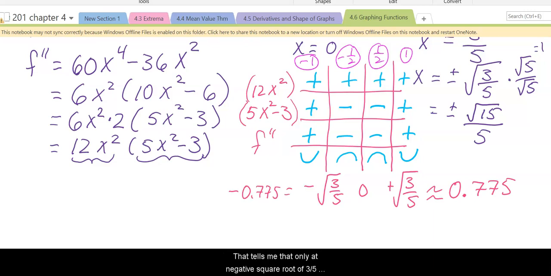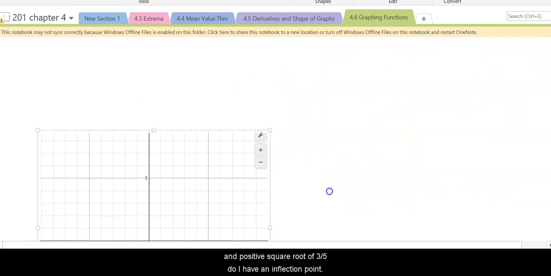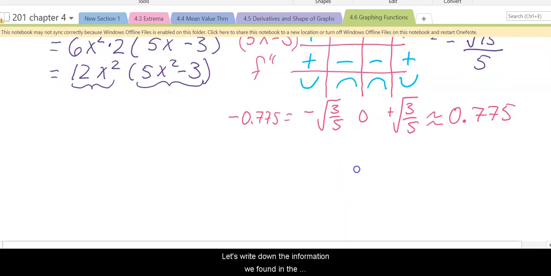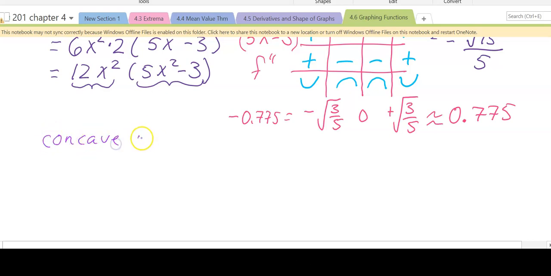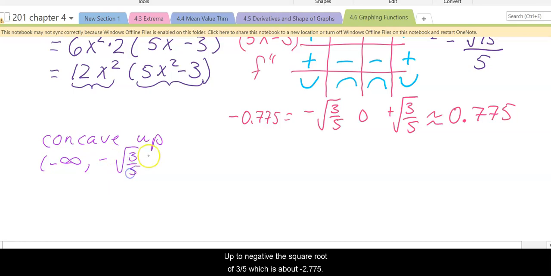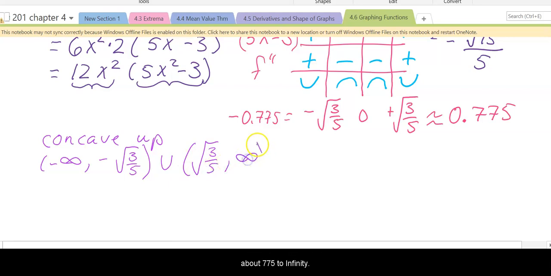That tells me that only at negative square root of 3/5 and positive square root of 3/5 do I have an inflection point. Let's write down the information we found in the bottom two rows of our chart now. I've discovered that it is concave up over the following intervals: between negative infinity up to negative the square root of 3/5, which is about negative 0.775, and again between the square root of 3/5, or about 0.775, to infinity.